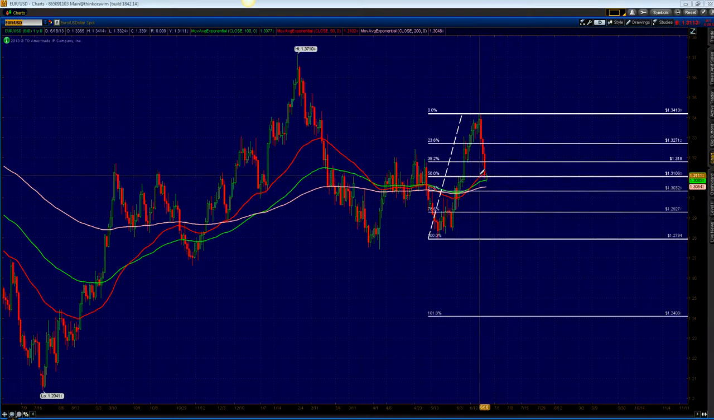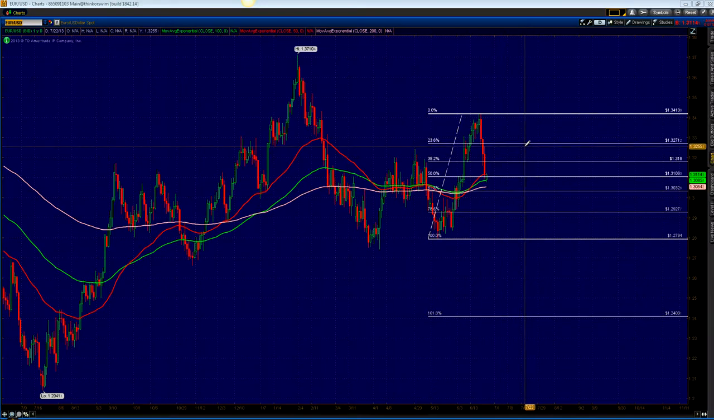We are also testing the 50, 100, and 200-day EMAs here on euro dollar. The 50 comes in right here, basically again at market. That's at 131.15 or so. The 100 is at 130.85, and the 200 is at 130.55. Those three levels all are in between the 50% fib and the 61.8% fib, which is 130.32.